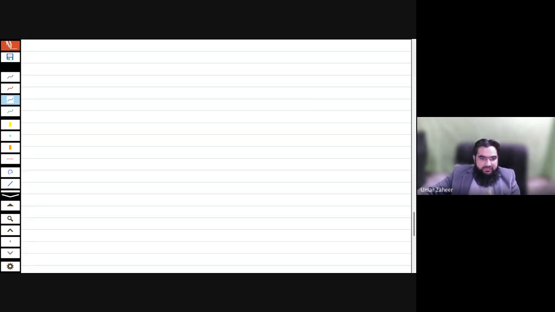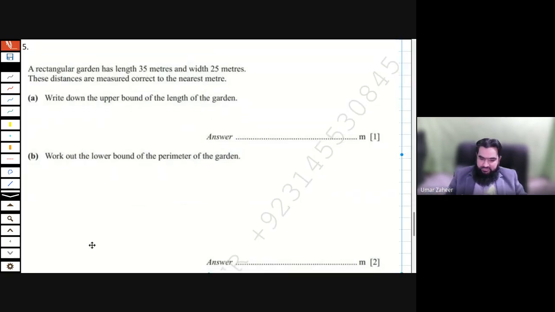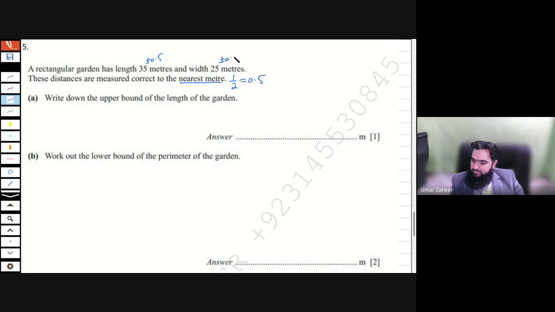All right, so let's look for some other case. Next, we have to do the one question from the teaching case. A rectangle garden has a length of 35 meters and width 25 meters. These distances are measured correct to the nearest meter. So 1 divided by 2, that will be 0.5. So plus minus 0.5, plus minus 0.5.